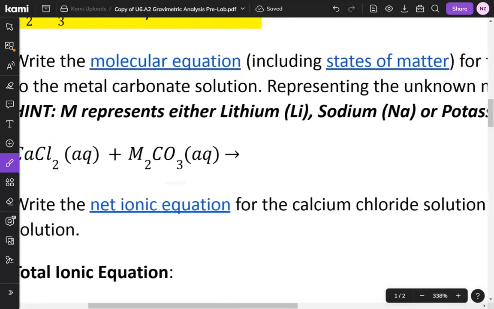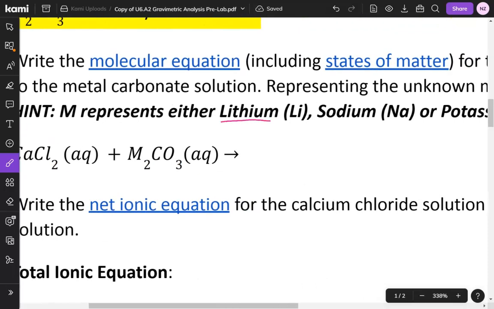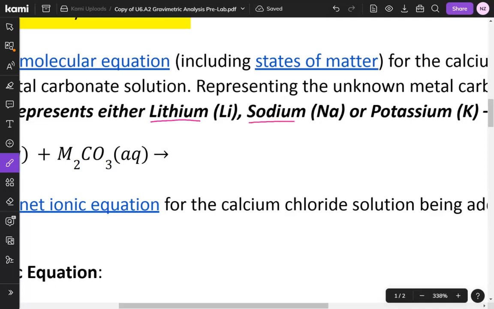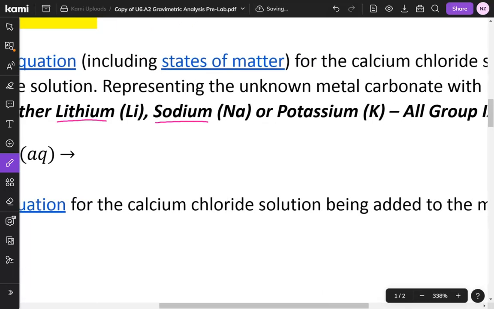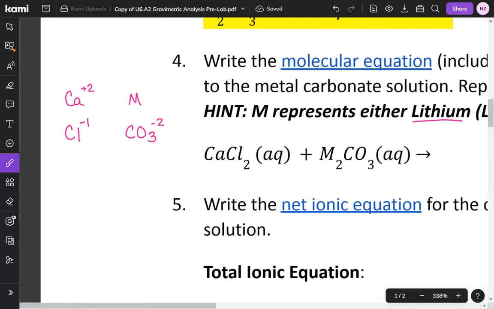Now, our metal represents either lithium, which is a group 1 metal, sodium, which is a group 1 metal, or potassium, which is a group 1 metal. All of those have a charge of +1. So our unknown metal is going to be +1.